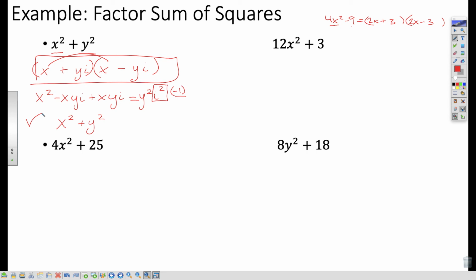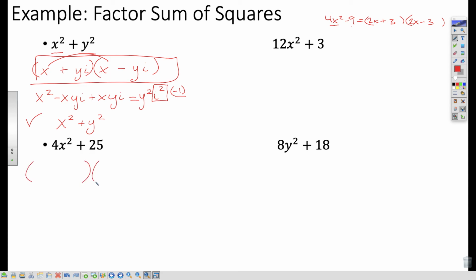So I got 4x squared plus 25. You're going, yes, I can factor that. What causes you the problem? It's a sum, not a difference of squares. Correct. So you just do the same thing.